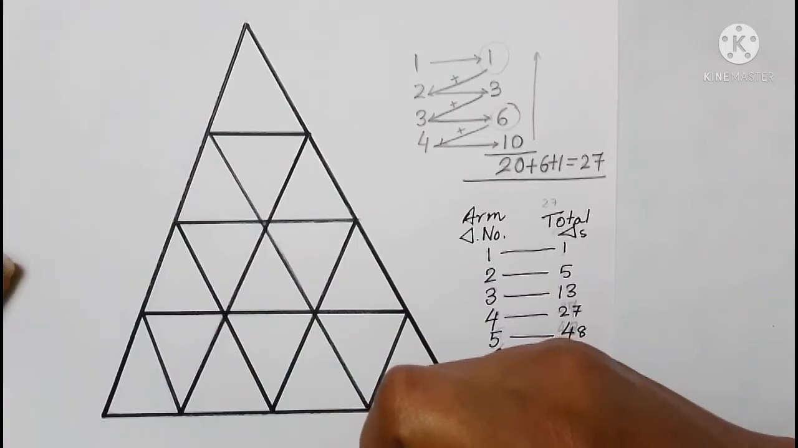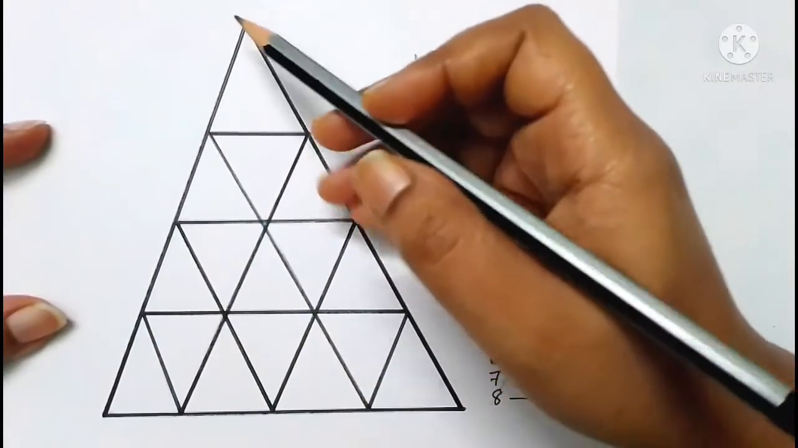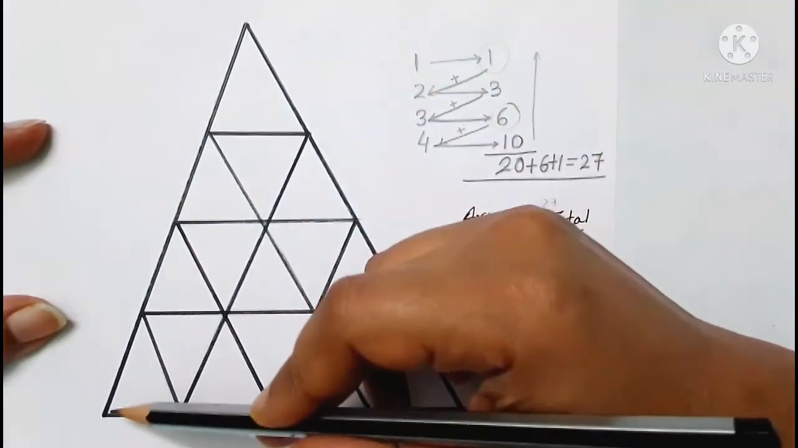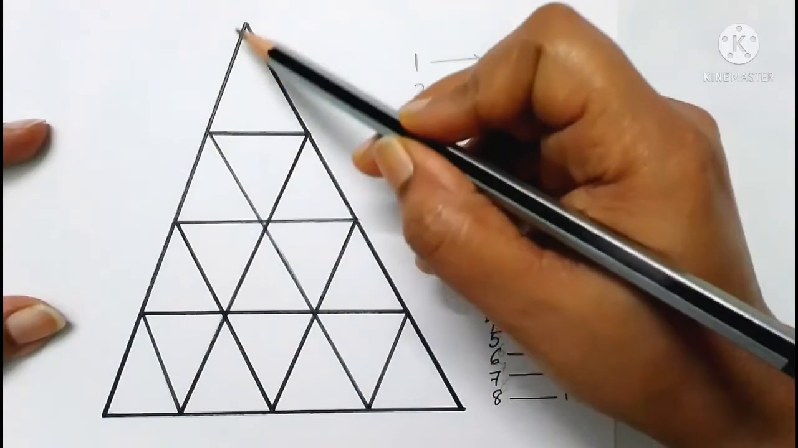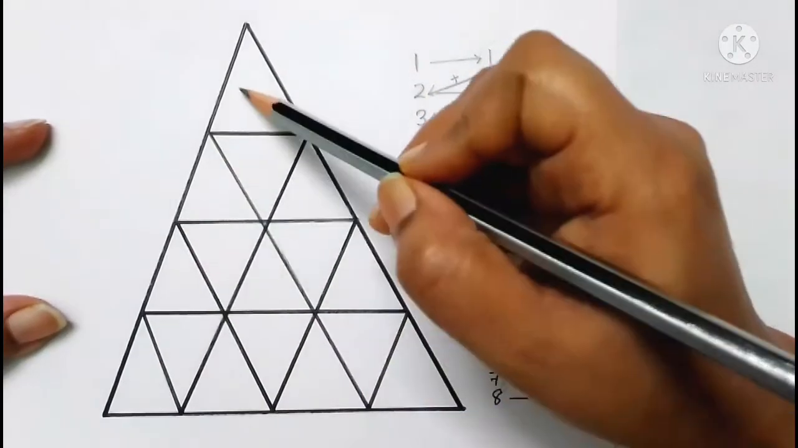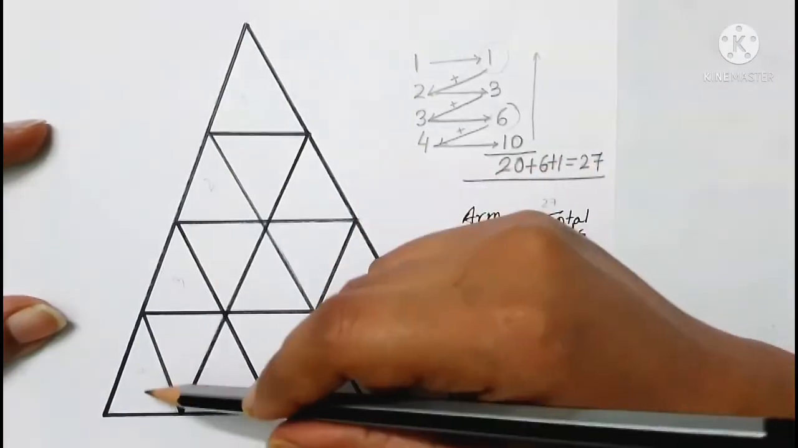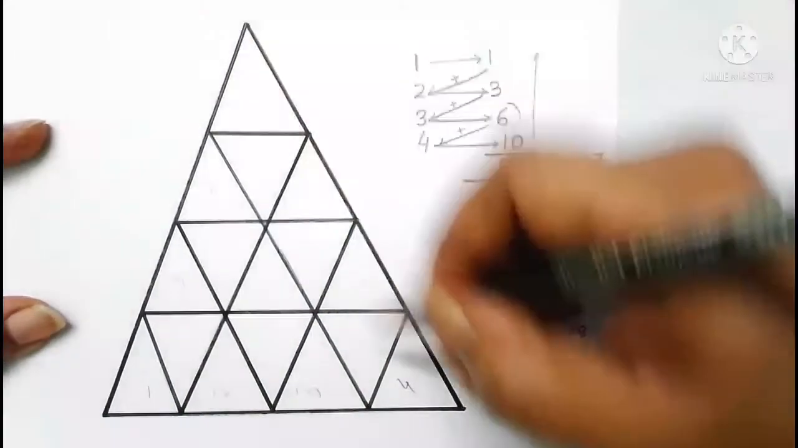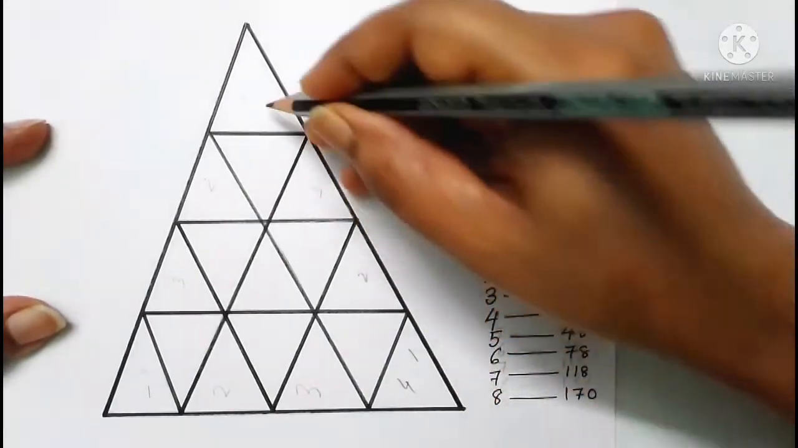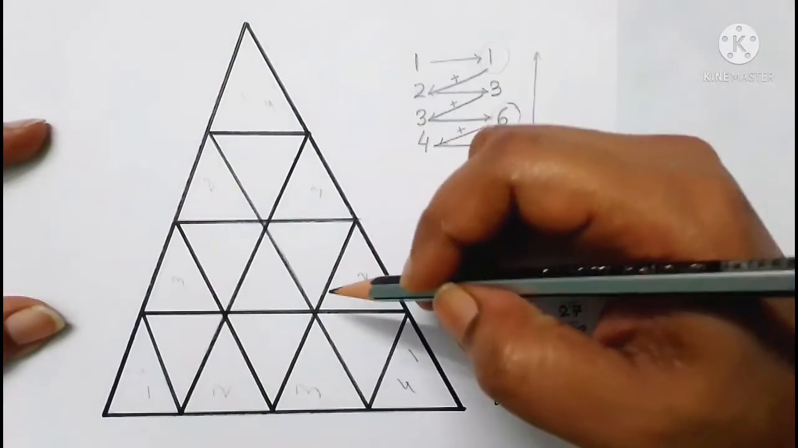For the last question, we have a triangle of this pattern. That is a triangle having equal number of triangles on each arm. That is, let's see this arm: 1, 2, 3, 4. For this arm, it is again 1, 2, 3 and 4. For this arm, again it is 1, 2, 3, 4. Okay, so every arm has got 4 triangles on it.